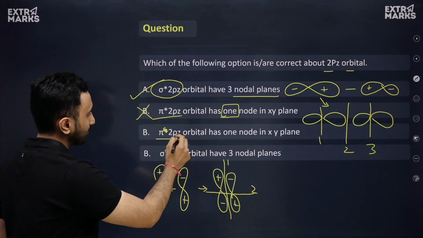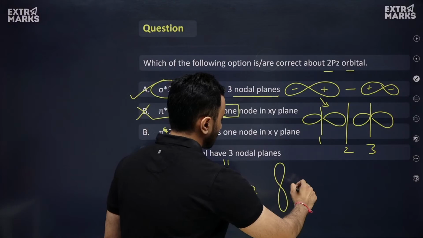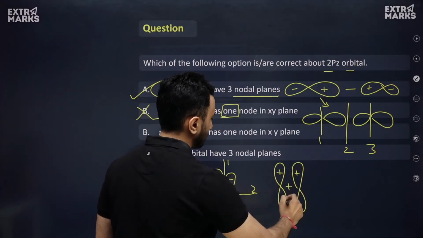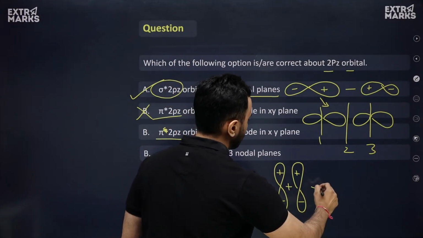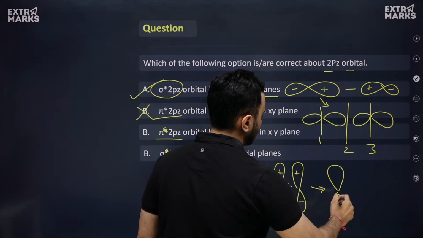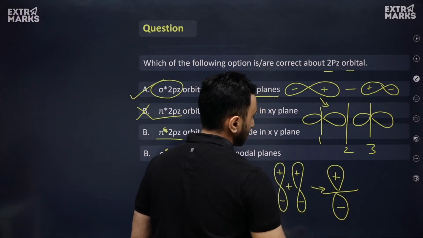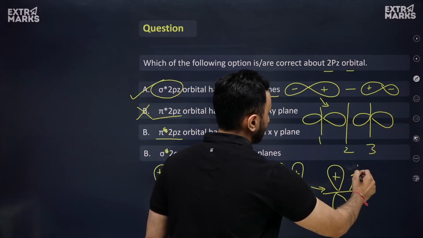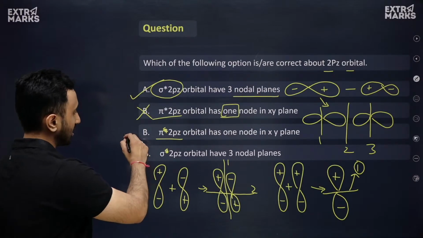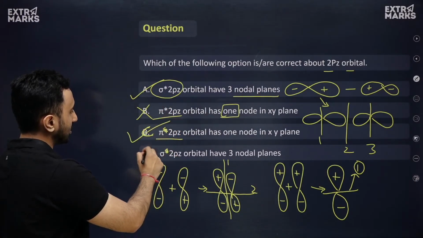Now let's see pi 2pz, simple pi 2pz. Pi 2pz will be formed like this, plus, plus, minus, minus. When you combine them, you will find that this will be the final shape of the molecular orbital, plus, minus. So here you can see only one nodal plane is there. So that means this option is absolutely correct. Option C. This is option D.